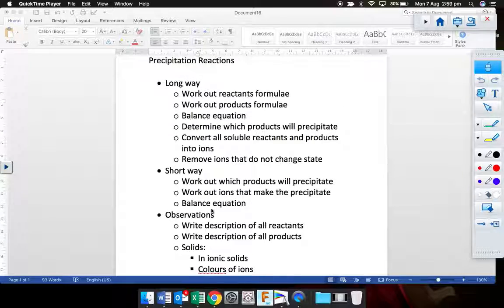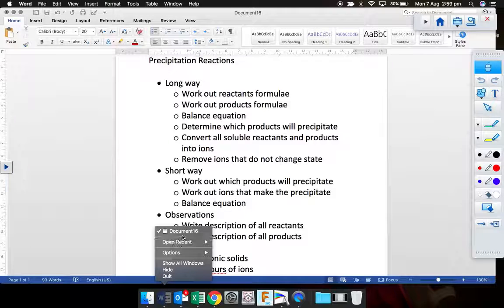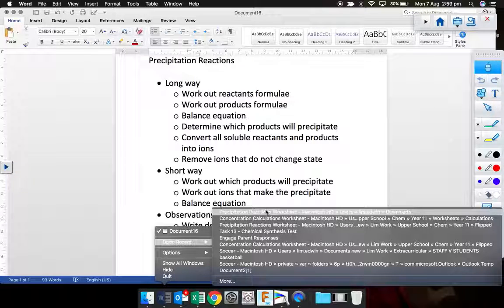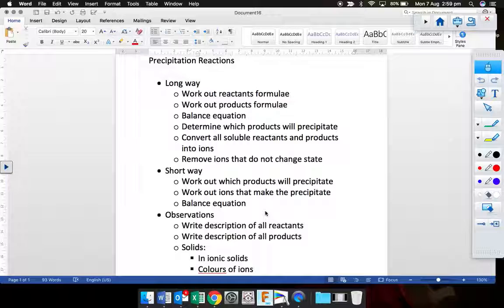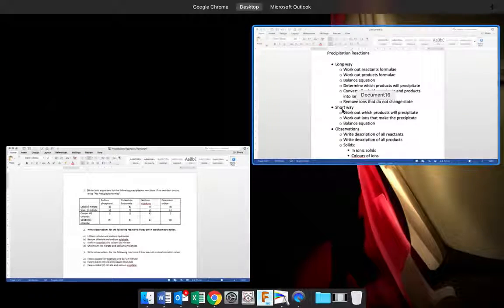Remember there is the worksheet associated with this one. I don't have it out here at the moment, but here is the worksheet that we're going to work through. We're going to do a couple from question 1, a couple from question 2, a couple from question 3. So let's go through.